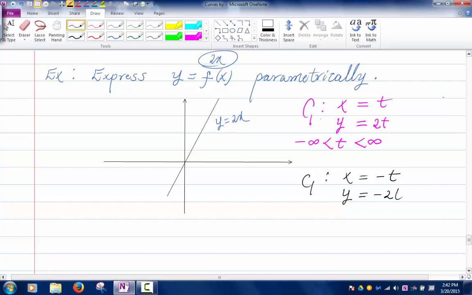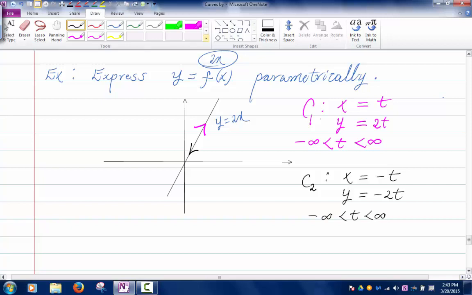Negative 2t, yes. Then y is twice of x. And again, I still need t to be in this interval. What's the difference between the two? I should call that C2. The only difference is the orientation, right? In the first case, what's the orientation? In the first case, the orientation is going up. In the second case, the orientation is going down, right?